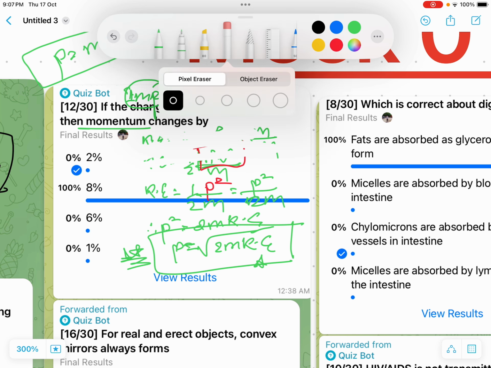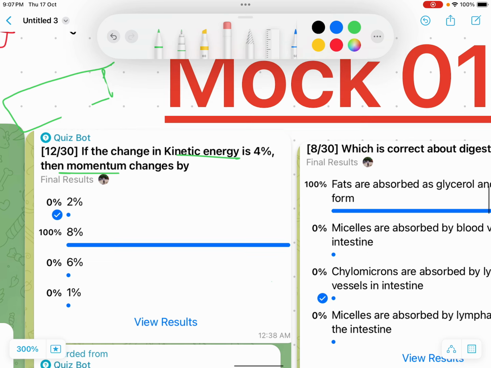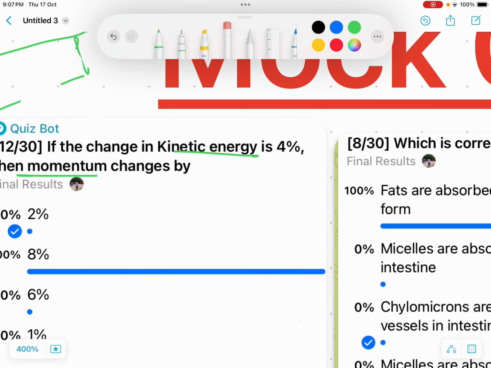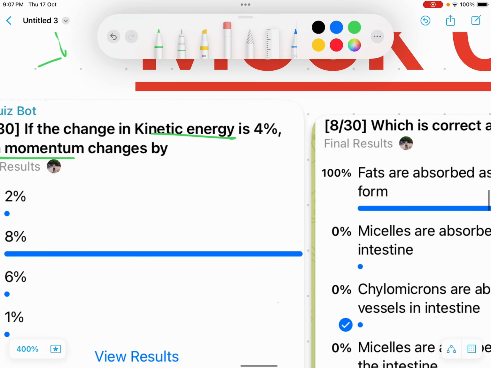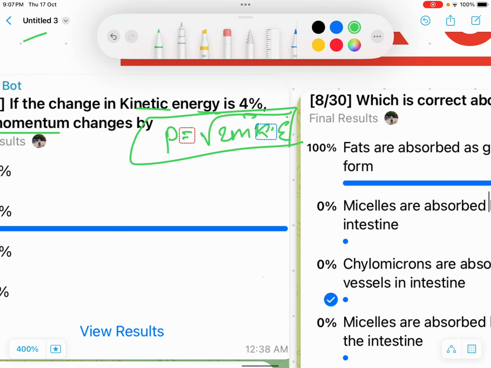Now I'm going to rub it. Now we derived the relation. What was the relation? Don't just stay silent, just speak. What was the relation we derived? Repeat after me. We derived p equals root under 2m kinetic energy.